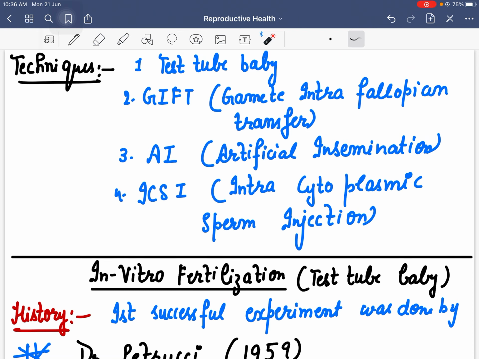Test tube baby. Then GIFT, that is gamete: G for gamete, I for intra, F for fallopian, T for transfer. Gamete, intra-fallopian transfer. All these words are associated with reproduction. AI is known as artificial insemination. ICSI, intra-cytoplasmic sperm injection. So one by one we will take these technologies.